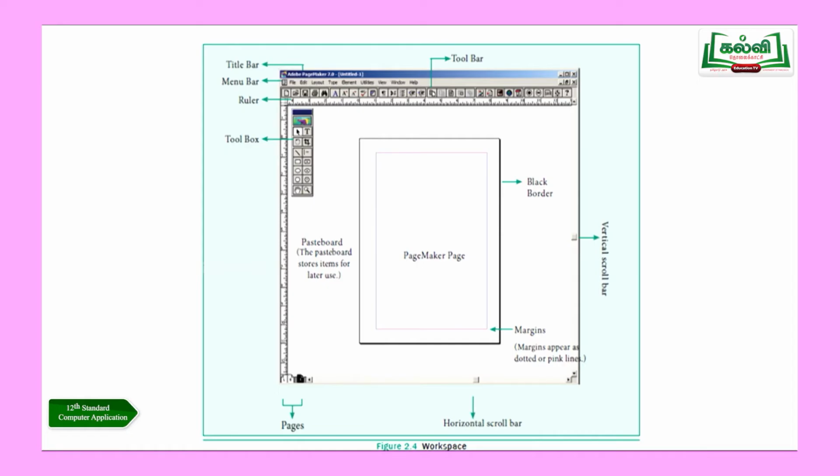Now if you see the page shown on the screen, in the center you have two borders there. One is a black border and inside you have a colored border. The colored border is the one that shows the margin, how the text is going to appear, and the black border is the actual border of the page.